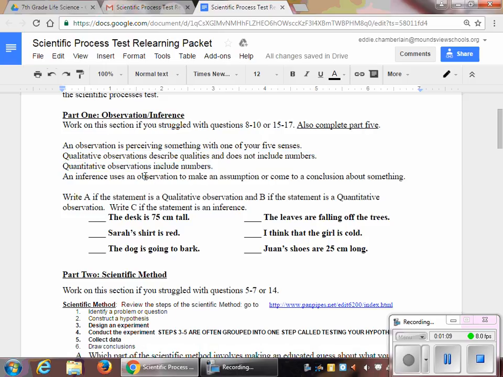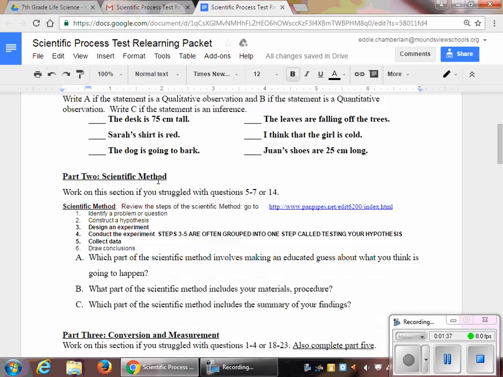Now an inference, on the other hand, is when you've seen something and then you make a conclusion about it. For example, an observation could be Mr. Chamberlain is crying. That's what you observe. But the inference might be Mr. Chamberlain must be sad. That's an inference because when you see me crying, it may remind you that maybe when you're sad, you cry. So an inference is something that you make a guess about based on the observation you make. And I'm going to go into part two now.